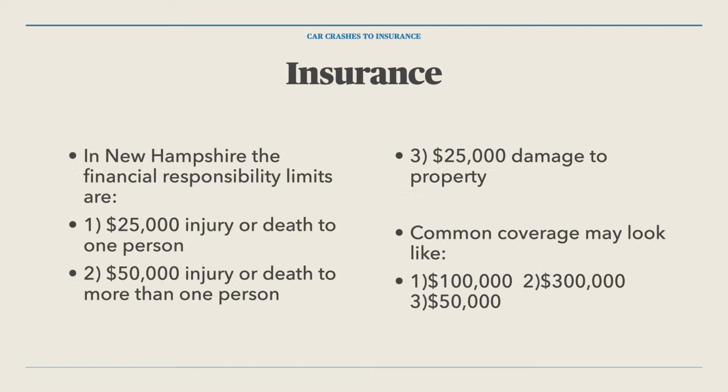All right, let's break down insurance really quick. Financial responsibility, this is what the state requires. You don't have to write this down. 25 for injury or death to one person, 50,000 injury or death to more than one person. So that means if there are 3 people in the car, the 3 people are sharing that 50,000. 25 for property damage. Now that is a pretty weak looking policy. So that's the minimum the state requires.